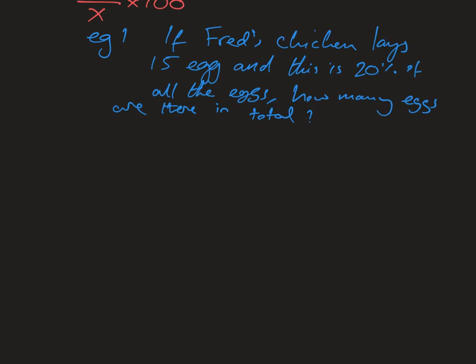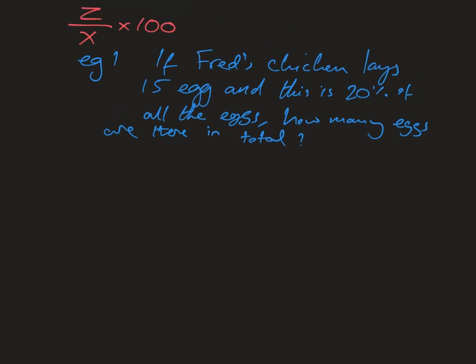Right. So we've got to work this out. We've said we need to have an equation, don't we? So we've got 15, and we know that that is 20% of all the eggs. And 15 divided by 20 equals 0.75. And we take 0.75 and we multiply it by 100 and we get 75. That's plenty of eggs.